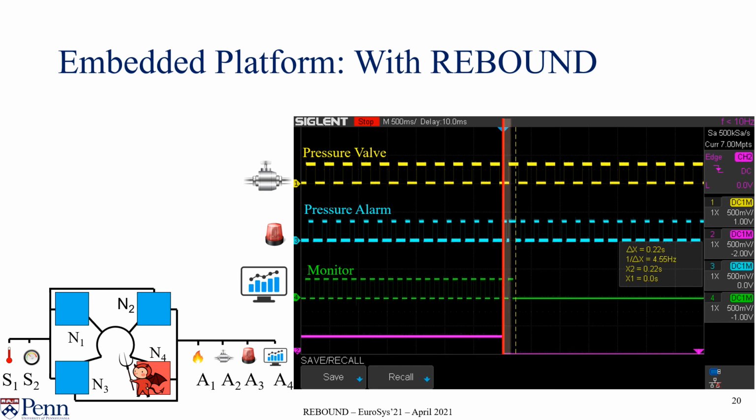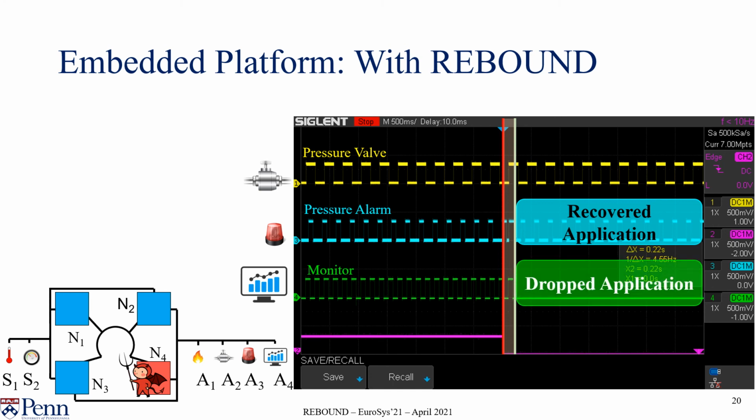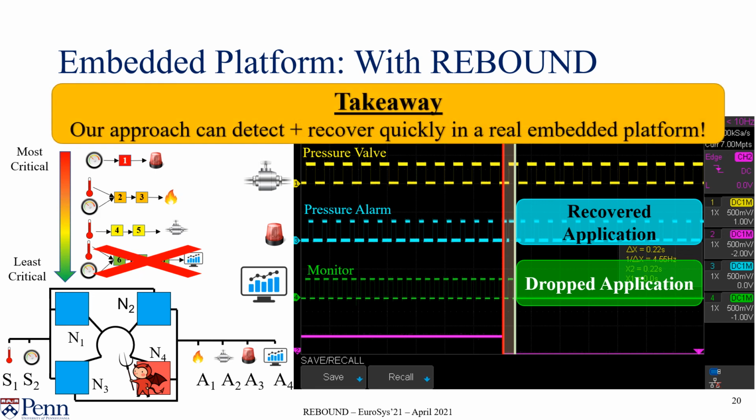In contrast, when we use REBOUND, we can see that after the fault is injected, garbage values are sent to the pressure alarm only for a short period of time, after which correct operation resumes. In the process, we drop the monitor application, but remember, since we have a mixed criticality system, we can drop the least critical application in order to ensure that all of the most critical applications continue to operate. So the takeaway here is that our approach can both detect and recover quickly in a real embedded platform.